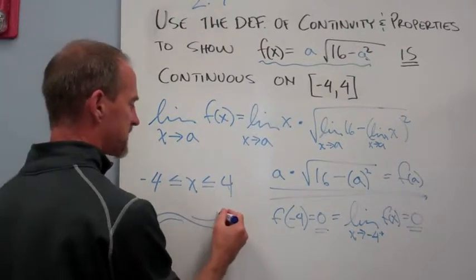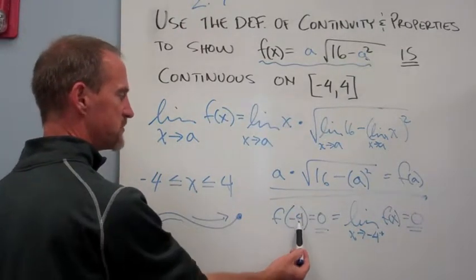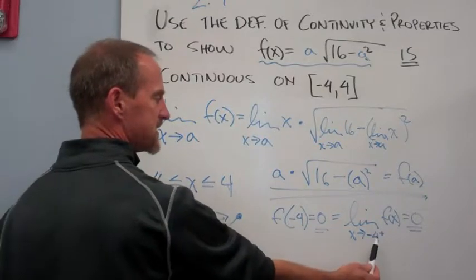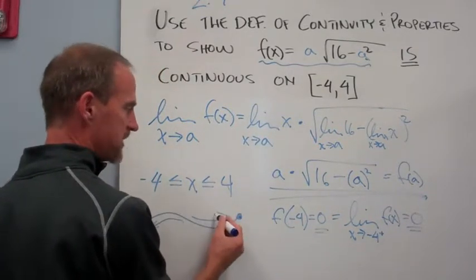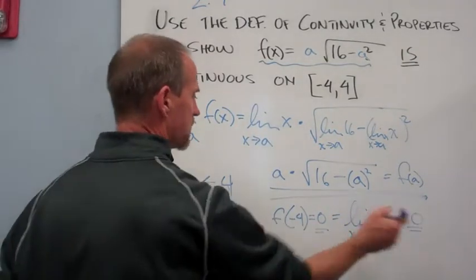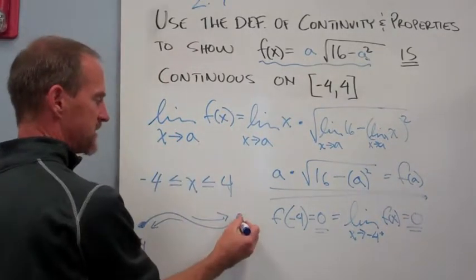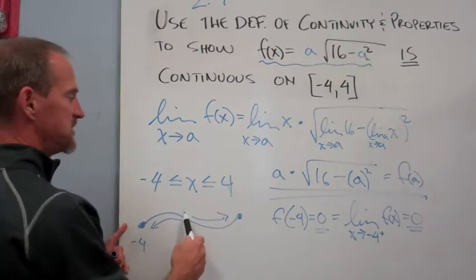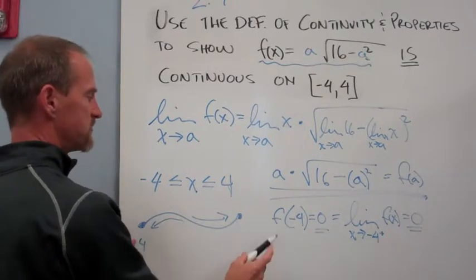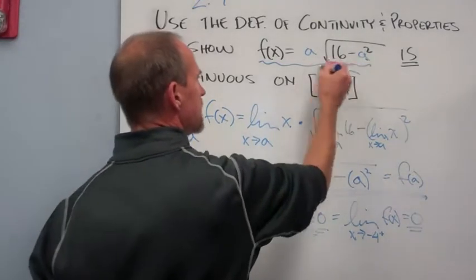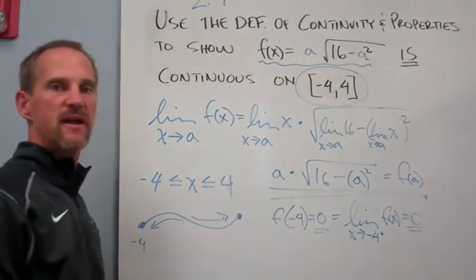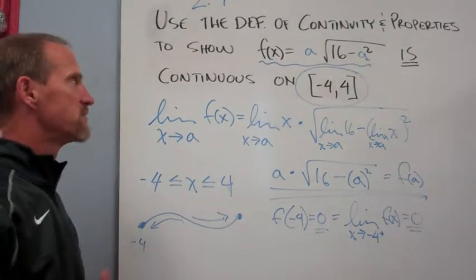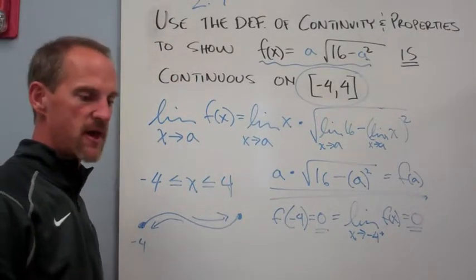In the same exact fashion, I'll let you plug in the numbers, but if I plug in 4, I get 0. And if I take the limit as I approach from the left, I also get 0, just like that. And I can fill in this dot. Because it's continuous from the left and continuous from the right at each of these endpoints, we can then say that it is continuous on that closed interval that includes the endpoints -4 and 4.